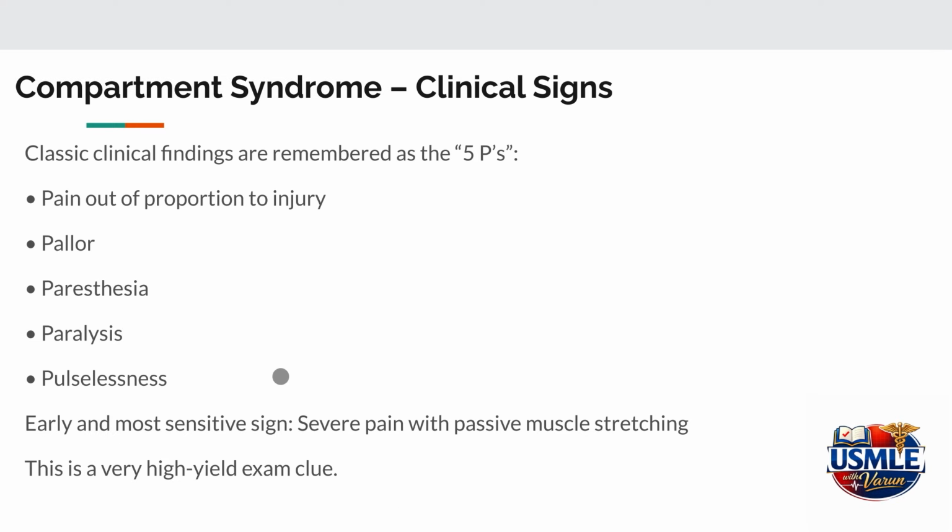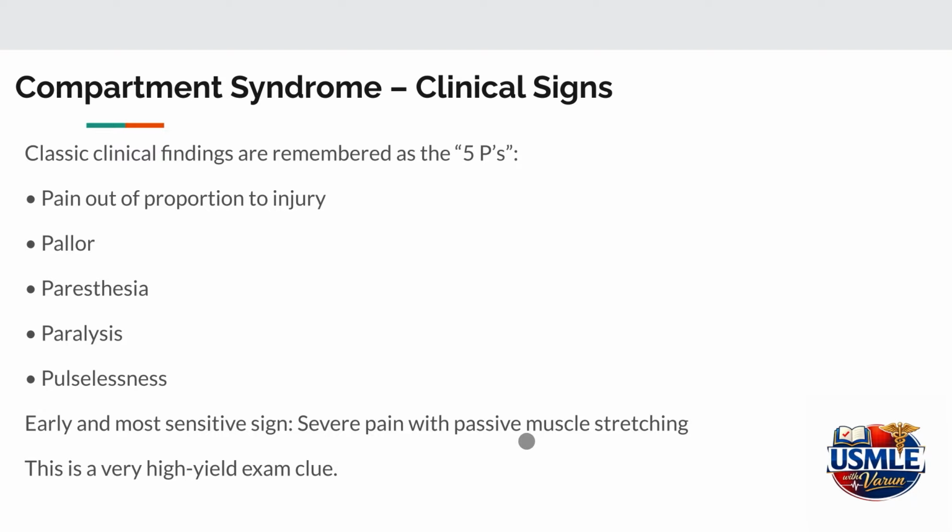The clinical features of compartment syndrome are classically remembered using the 5 Ps. These include pain, pallor, paresthesia, paralysis, and pulselessness. However, the most important and earliest sign is severe pain that is out of proportion to the injury. Another key clue is pain with passive stretching of the muscles within the affected compartment.